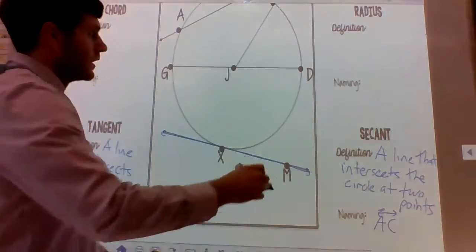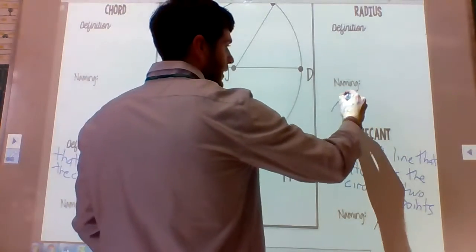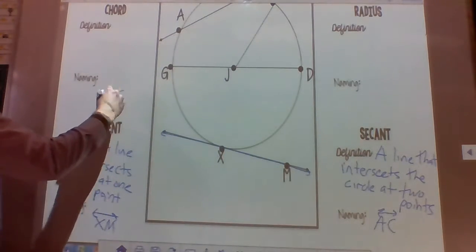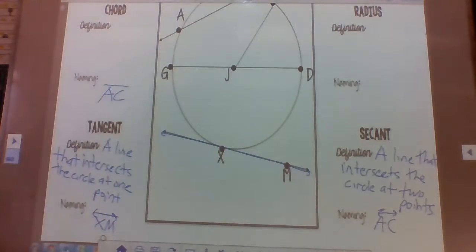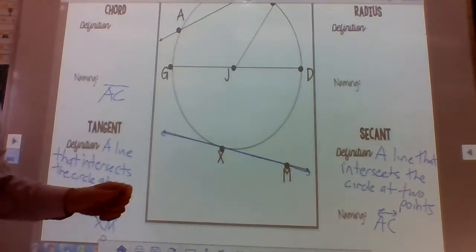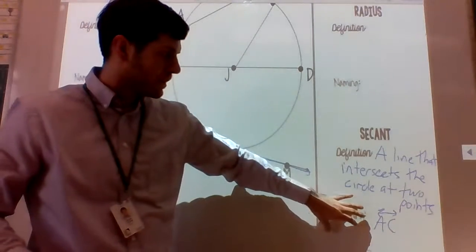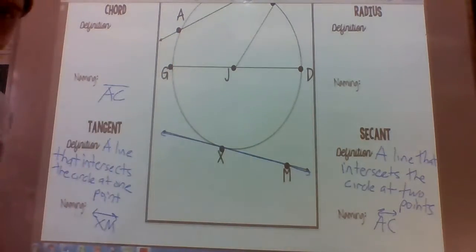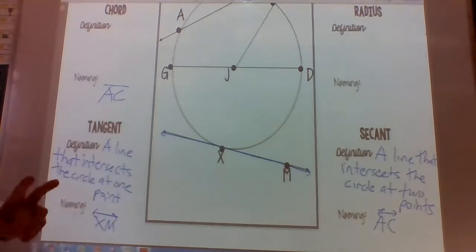If you notice, segment AC was a chord, okay, because it went from A to C, it connected 2 endpoints on the circle. Line AC is a secant line. It's a line that goes through the circle. It intersects at 2 points.